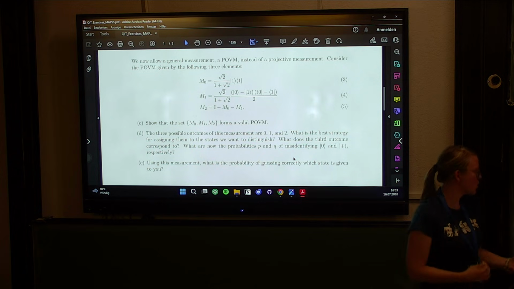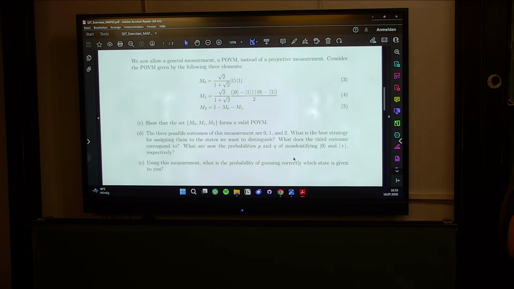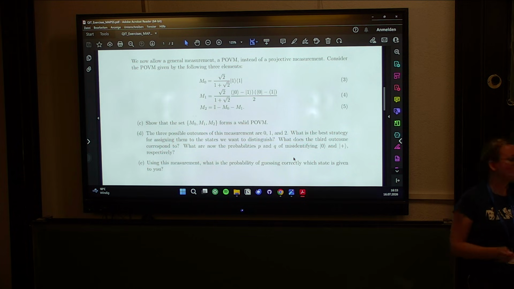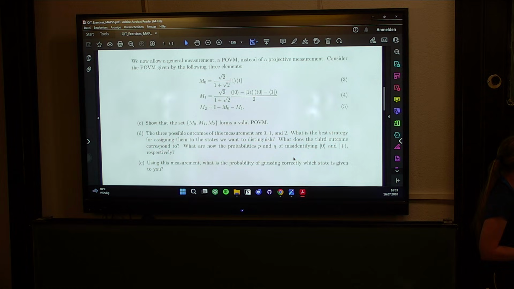It's a good strategy if you don't want any mistakes: you just don't guess anything. If you always guess nothing, then these error probabilities, P and Q, of making a wrong guess would be 0. But you also never achieve any correct guess. So let's see how well this strategy performs in guessing what quantum state someone handed to us.